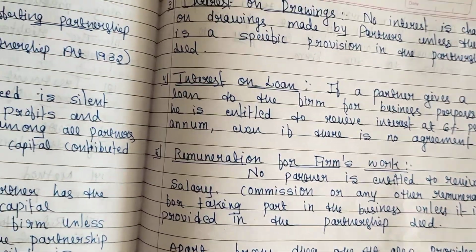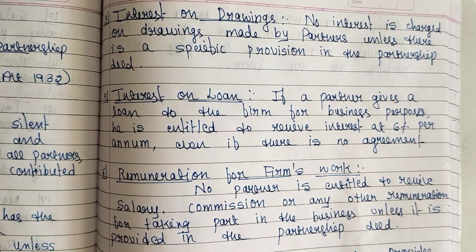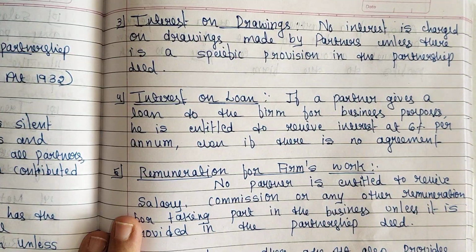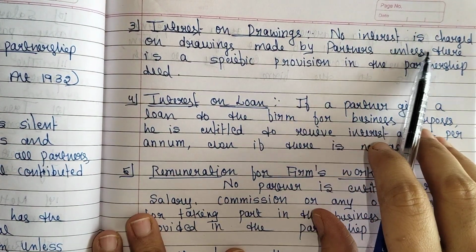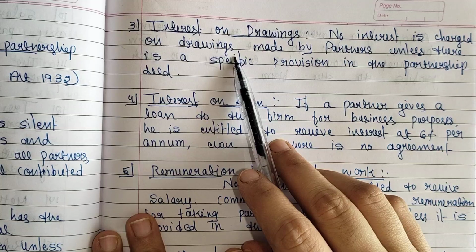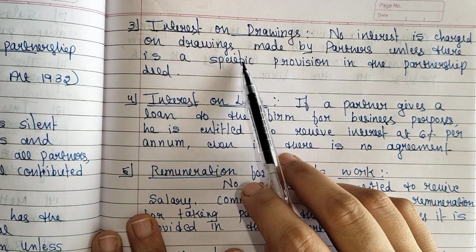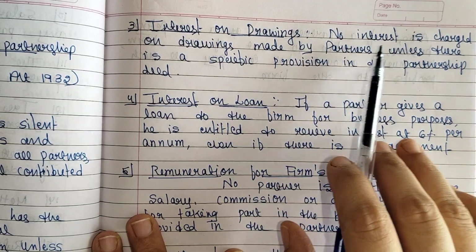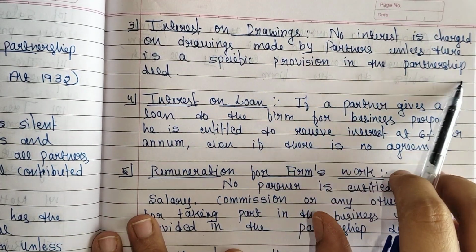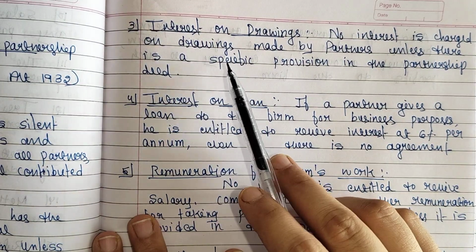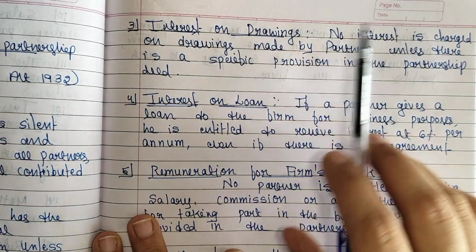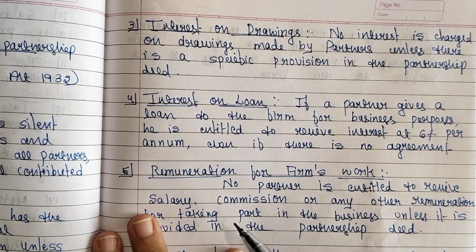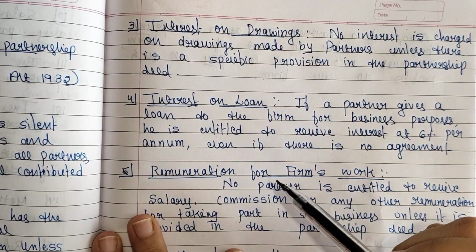Now the third one, that is interest on drawings. Interest on drawings, it means what? No interest is charged on drawings made by the partners, except where there is a specific provision in the partnership deed. Clear? Usually no interest is charged on the drawings, but if the partnership deed has any provision, then interest on drawings is allowable.